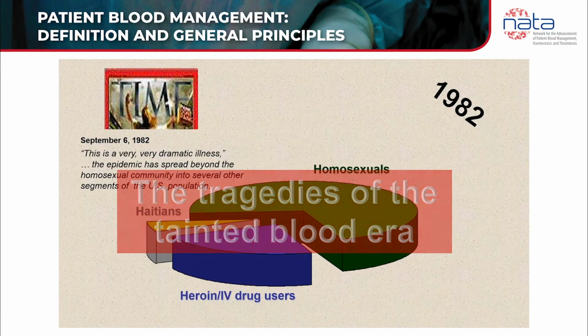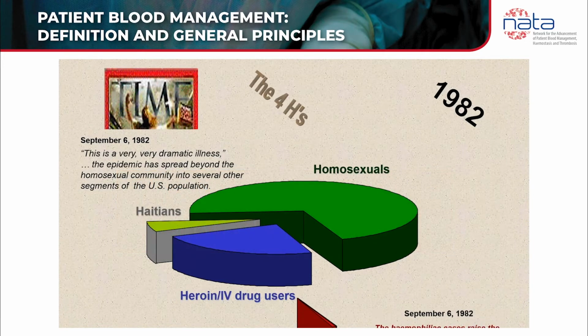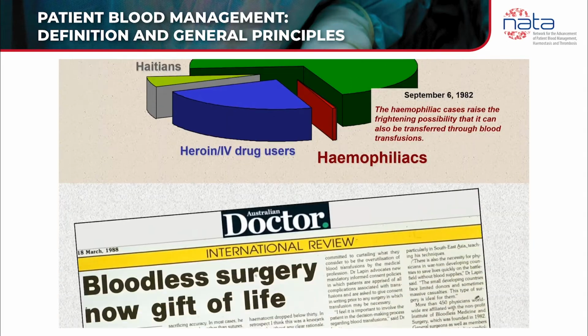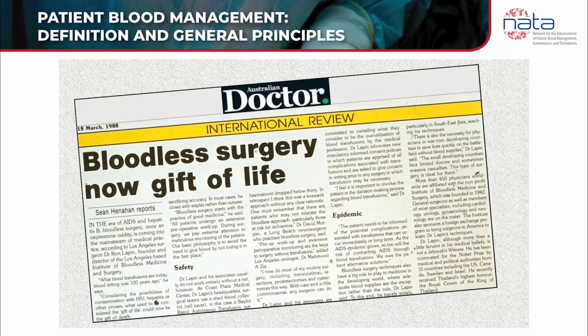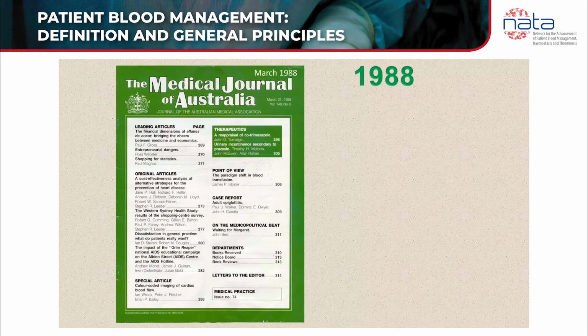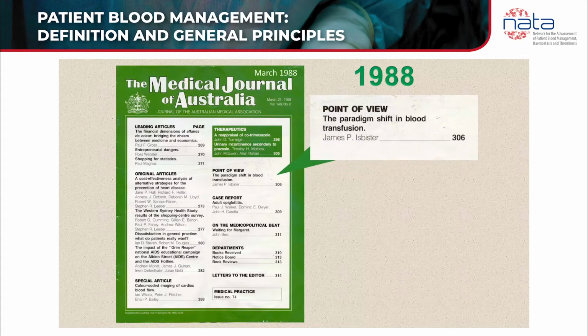We then move into the 1980s where we have the tragedies of the tainted blood era, and I won't go into this in detail, but it became well recognised that HIV virus could be transmitted by blood transfusion. And we have articles like this appearing, Bloodless Surgery, Now the Gift of Life. In 1988, I published an article in the Medical Journal of Australia entitled A Paradigm Shift in Blood Transfusion.